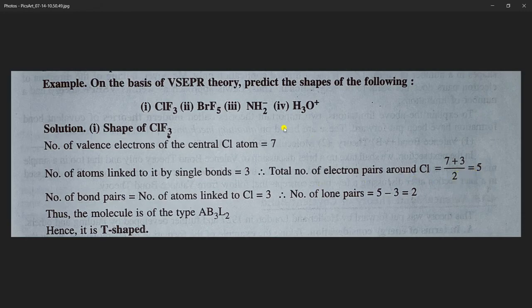Out of 5 electron pairs, 3 bond pairs are present because 3 atoms of fluorine are attached to the central atom. So bond pairs are 3, total number of electron pairs are 5. So the number of lone pairs is equal to total number of electron pairs minus total number of bond pairs. 5 minus 3 is equal to 2. Now you have to predict the shape.